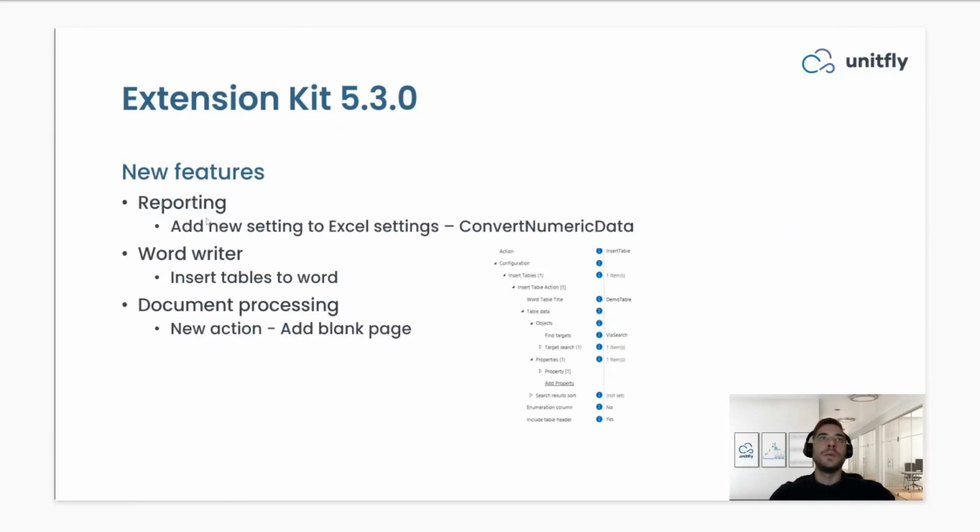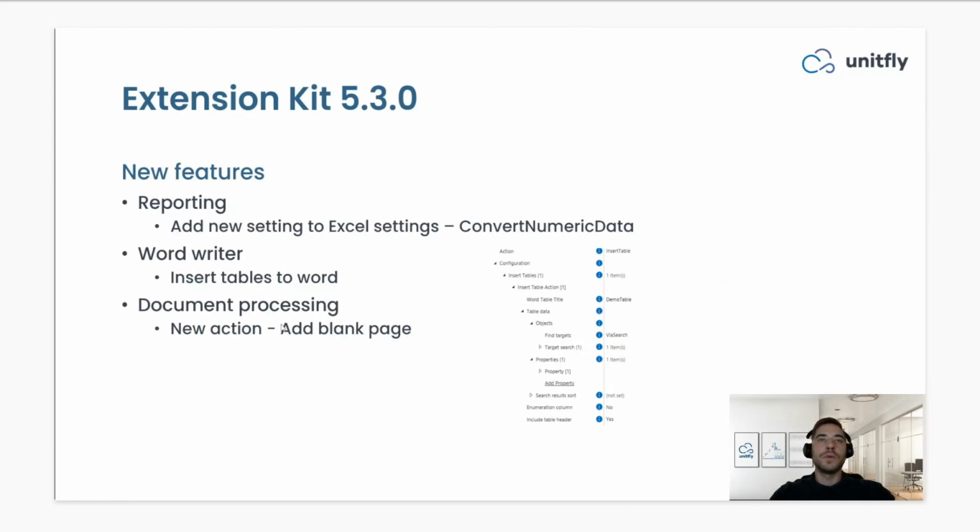In the reporting, we added an option to the Excel settings, which is called convert numeric data. In the Word Writer, we added one new action, which is called insert tables. So basically, you can configure the vault search, which will return you one or more objects, and then you just set the properties that you want to extract from those objects, and they will be inserted as a table into the Word document.